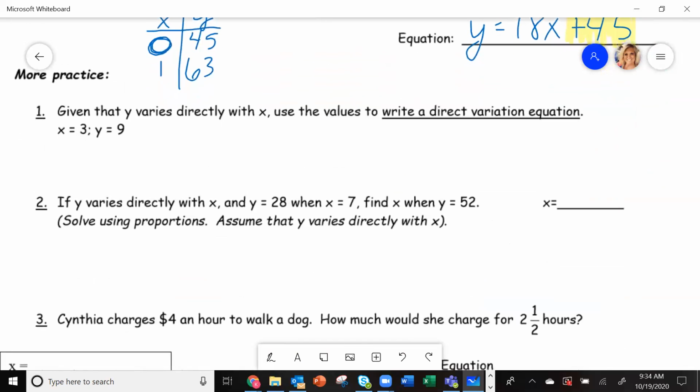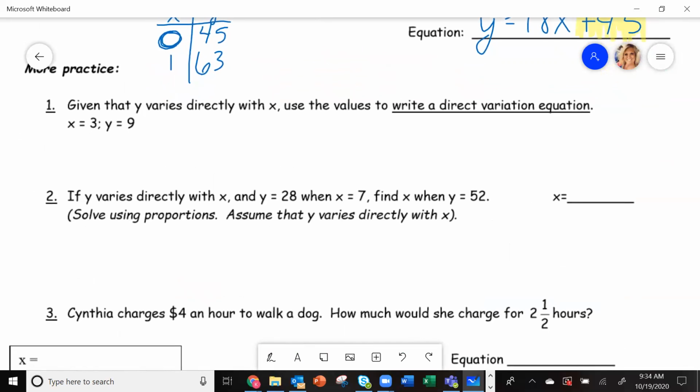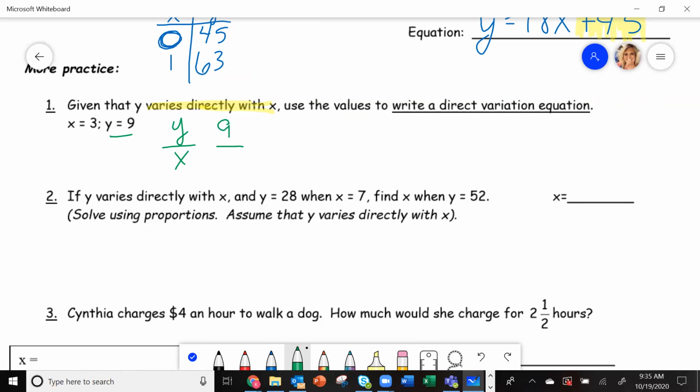So now, if we have to come up with the equations, if it tells us that y varies directly with x, use the values to write a direct variation equation. So when they tell me y varies directly with x, this phrase, guys, right here, this is going to tell me, oh, okay, well, if it says it varies directly, then I'm going to do y divided by x. Well, y is 9, x is 3. What is 9 divided by 3? It's 3. So my equation is going to be y equals 3x.